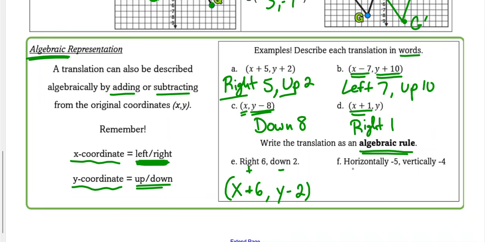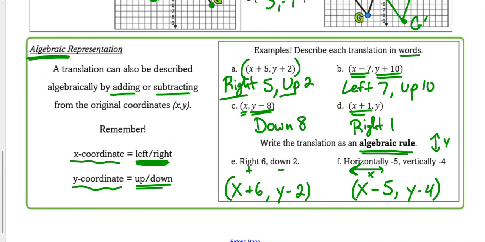Horizontally, -5. Horizontally means left and right. If I see a negative number there, that really means I'm moving left. Actually, it's not even that important that you understand that. I mean, you need to understand that, but really for writing the rule, you just need to understand that horizontally affects the x-coordinate. So x minus 5 is really what's happening there. And then vertically is affecting the y-coordinate. So I'm taking the y value and subtracting 4 from it. All right, so hopefully that clears up just what a rule like this really means.